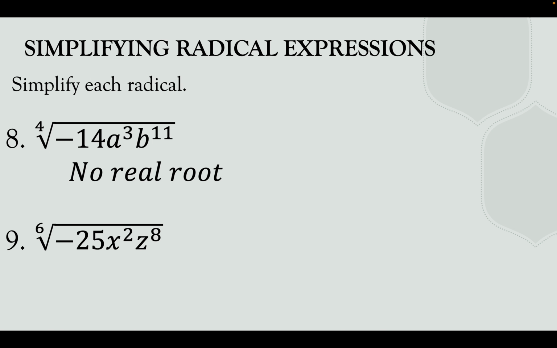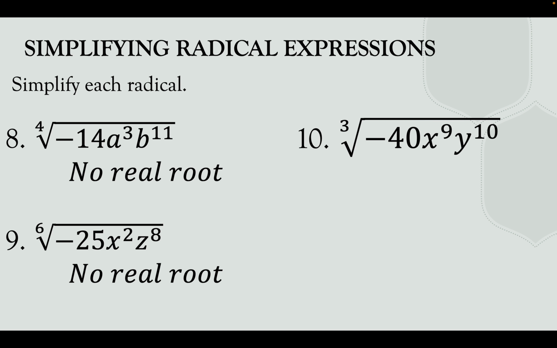Number 9, again, analyze the terms. If you have a negative radicand, you check your index is an even number, that means there is no real root for that. Example number 10, you check your radicand that is negative but your index is an odd number. The rule for that, if your radicand is a negative real number and your index is an odd number, that means there is a unique solution or one solution for that. That means we can simplify this one.